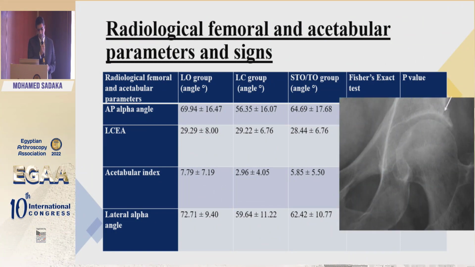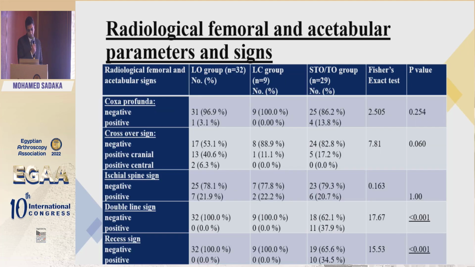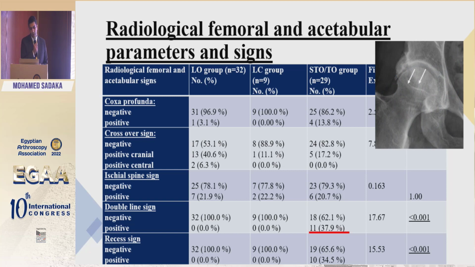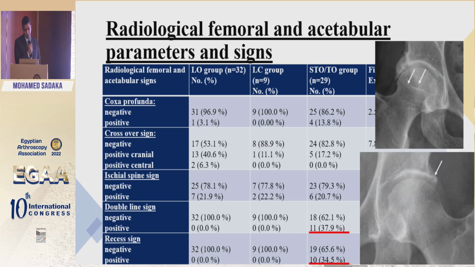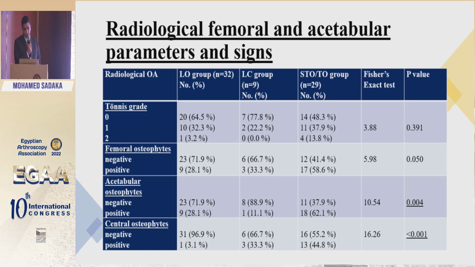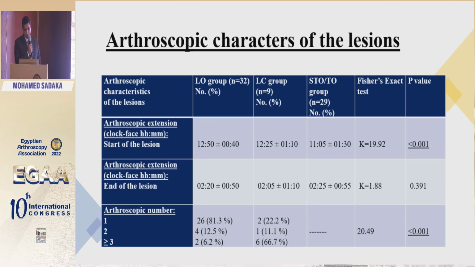The lateral center edge angle was measured to the original acetabular sourcil, and to the most lateral point of the lesion. And interestingly, the lateral center edge angle increased from an average of 28 degrees to 48 degrees, and the acetabular index decreased from 5 degrees to minus 13 degrees. The subtotal ossification group showed a significantly higher incidence of the double posterior wall sign and the recess sign in X-rays, and a significantly higher incidence of acetabular and central osteophytes.